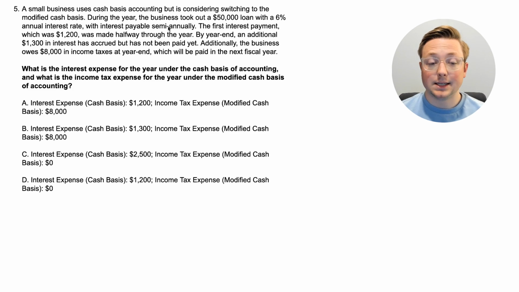There's a loan. It tells us how much they've paid in interest, and it also tells us how much has accrued, and we also know how much of income taxes is accrued. So under cash basis, with this information, what's the interest expense? And then under the modified cash basis, with this information, what's the income tax expense? Pause the video. I think you can probably figure this out based off of what we've learned in the previous questions and even in the previous video. And when you're ready, come back, we'll look at the answer together.